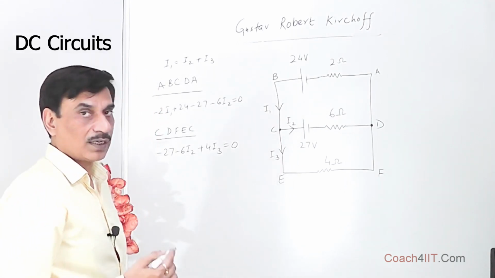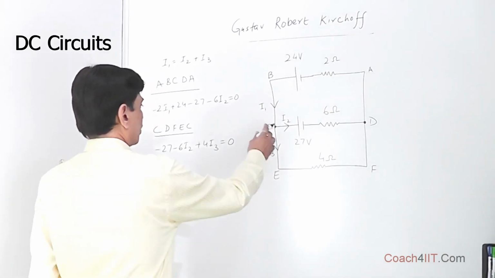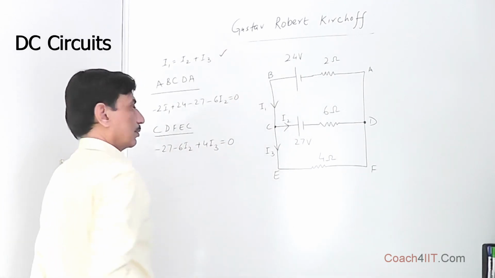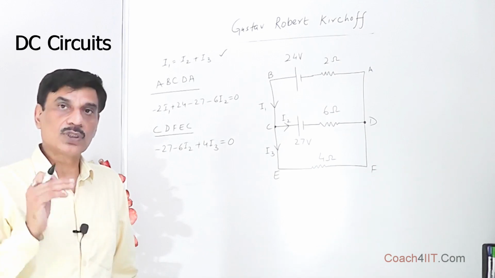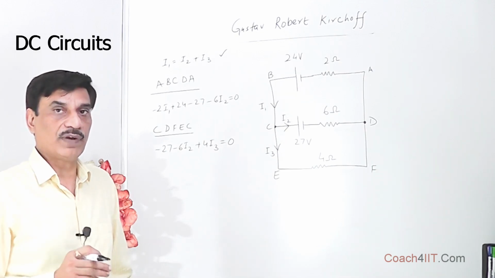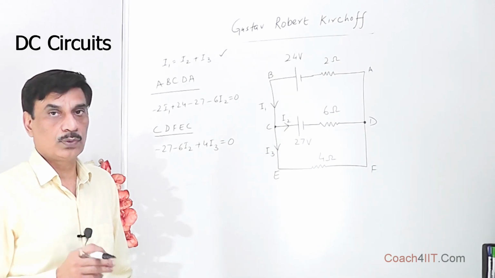So first of all we can write the equation for KCL. I1 is equal to I2 plus I3, we get one equation. So over here we see that we have 3 variables, so we need to have 3 equations so that we are able to find I1, I2 and I3.